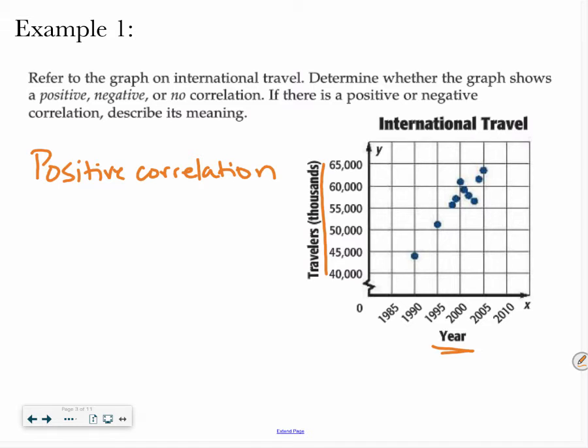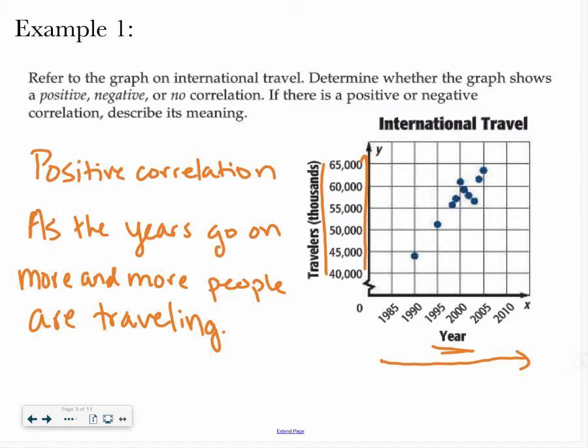So let's look. What's happening in our X? Our years are increasing. We go from 1985 up to 2010. And as our years are increasing, our Y values are also increasing, right? We're going from 40,000 travelers all the way up to 65,000. So as the years go on, this graph shows us that more and more people are traveling, okay? So you need to write a sentence like that, okay? Whenever I ask if there's positive and negative and describe, you need to write that.